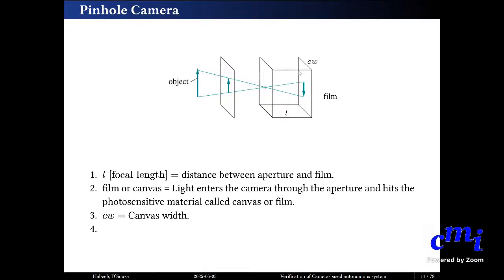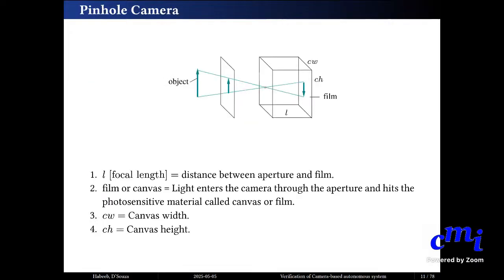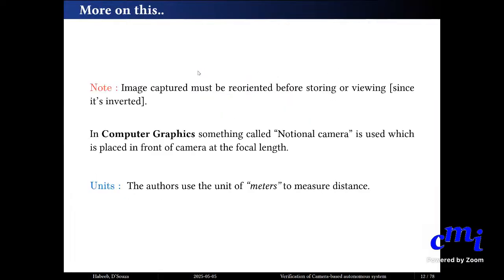Then the canvas has a width and a height. This is the traditional image generation method employed in digital computer graphics and other physical camera devices. The image generated in the canvas was inverted, so in computer graphics we need to invert that image such that it forms a proper image.